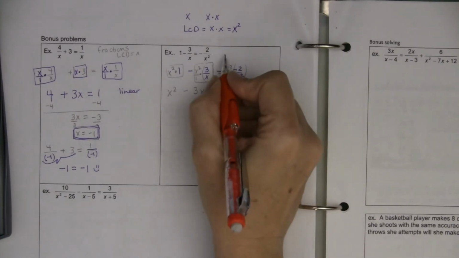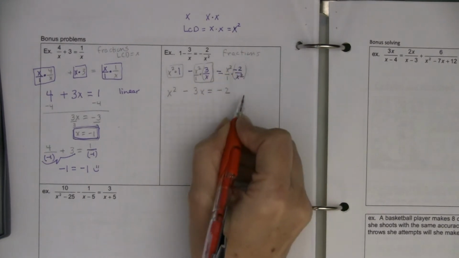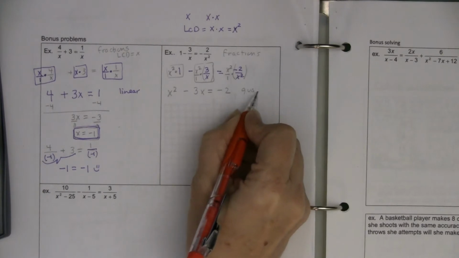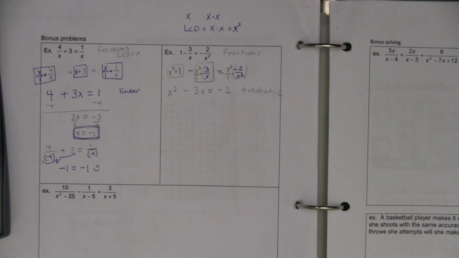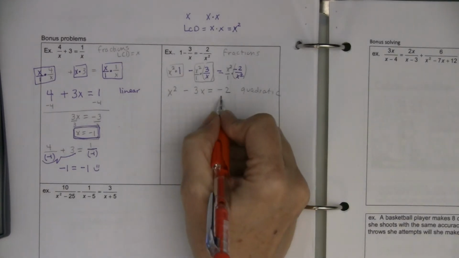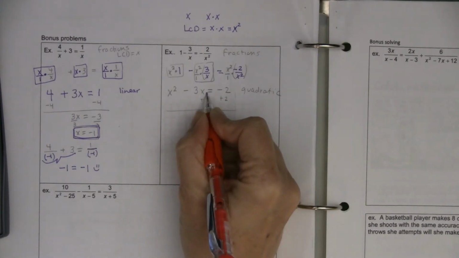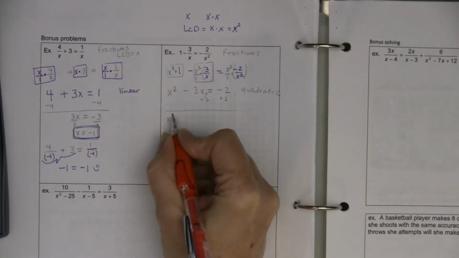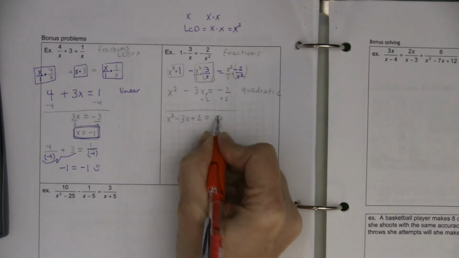So it was fractions, so I cleared them. And now it's quadratic. It has x raised to the second. And so what you want to do when it's quadratic is get 0 on one side. So I'm thinking about adding 2. When the dust clears, I'm sticking that 2 at the end there. I'm going to have x squared minus 3x plus 2 equals 0.